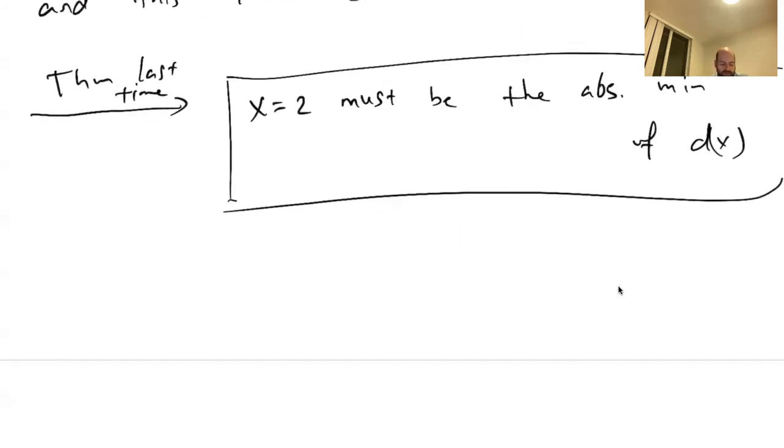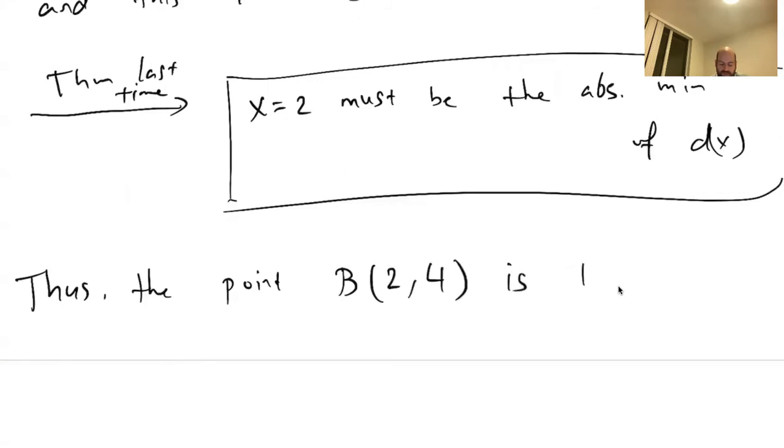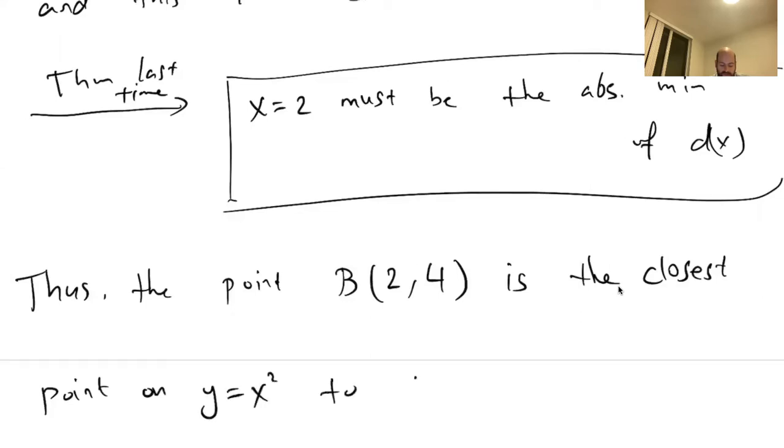So what will be the point? The point the question was asking for, the point B with coordinates x and x squared. x is 2, so 2 and 2 squared, which is 4, is the closest point on the graph of y equals x squared to the point A, 18 and 0. So only the point on the curve was asked, and the point is 2 and 4.